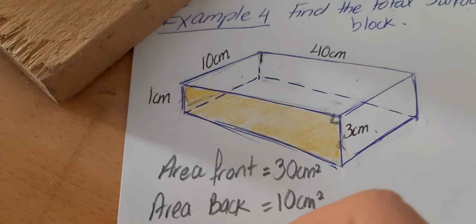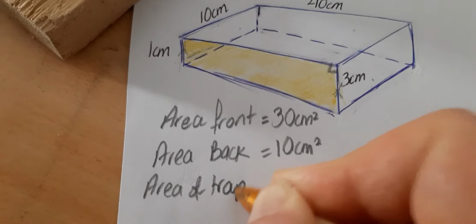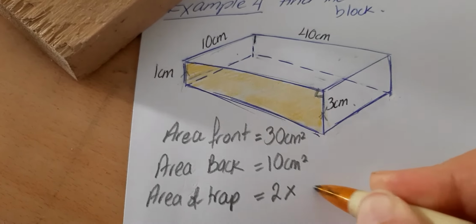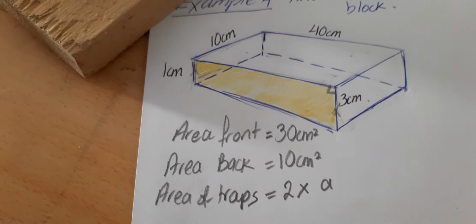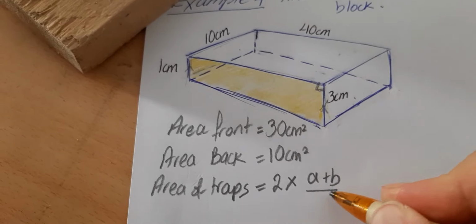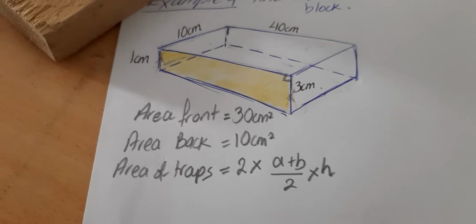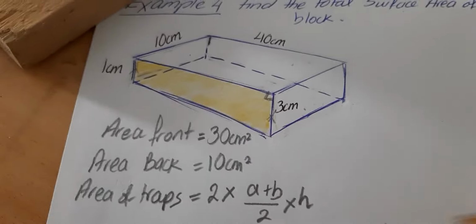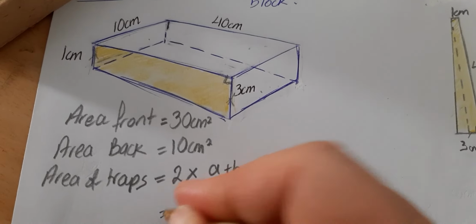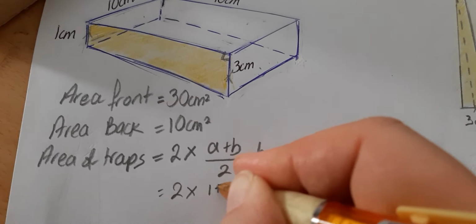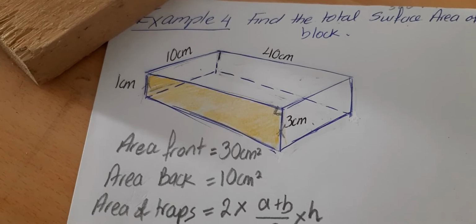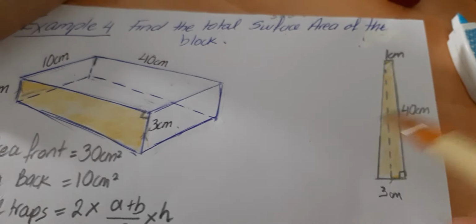So area of trapezium, and we have 2 of those. We have 1 here and 1 here, so they're opposite each other. 2 times, so I'll call them traps, A plus B over 2 times the vertical height between them. So A plus B is 1 plus 3. So 2 times 1 plus 3 over 2 times, what's the vertical distance between them? The vertical distance between them will be this length here. So it's times 40.